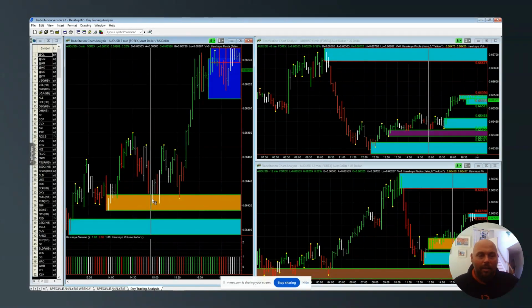So what does that tell me? Low risk, high probability. Buyers should be stepping in here, and if they do, there's a good chance that price is going to drive off of this. Now I want you to notice, price pops up, reconfirms the zone. Price pops up, reconfirms the zone.